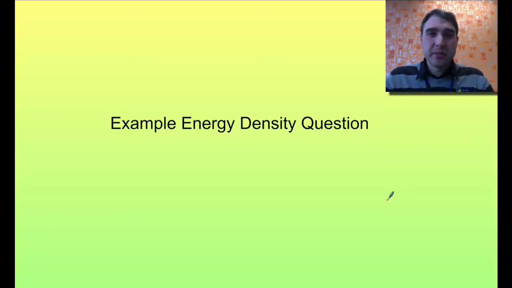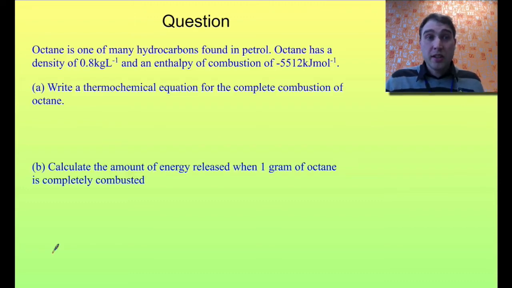Howdy, today on Flippin Science we're going to be doing an example energy density question. So here's the question. Octane is one of many hydrocarbons found in petrol. Octane has a density of 0.8 kilograms per litre and an enthalpy of combustion of minus 5,512 kilojoules per mole. First part, write a thermochemical equation for the complete combustion.